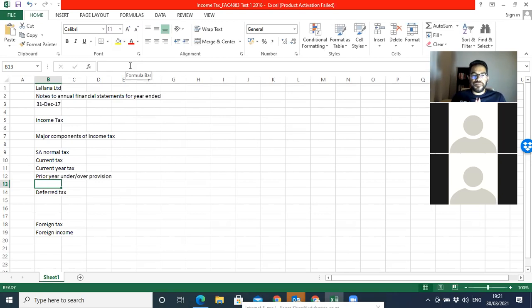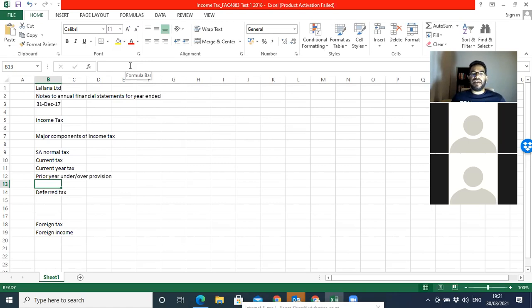So for SA normal tax, or I mean for current tax, there'll generally be two things: the current year tax and the prior year under over provision. In this question, there's no prior year under over provision, so you don't include that line item. I'm just including it for completeness purposes.